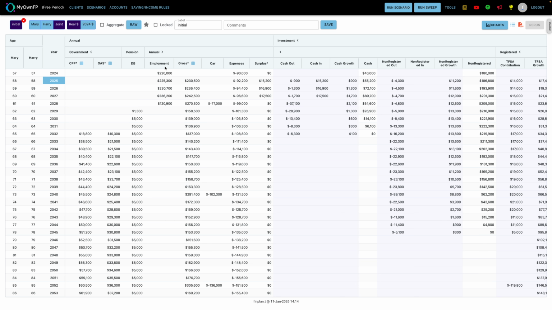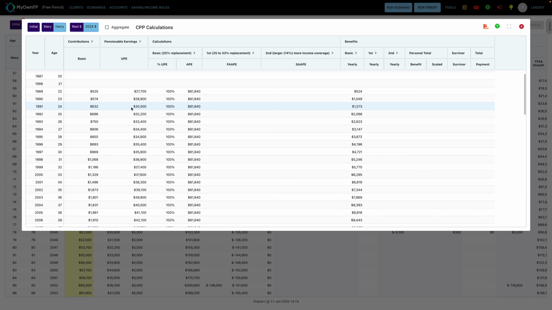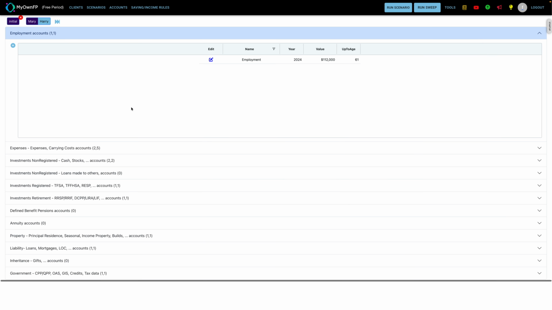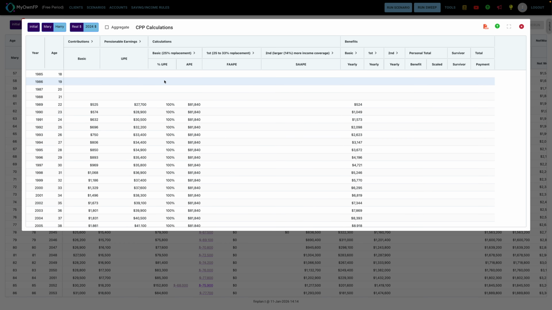Now we're going to look at a couple columns that have a special grid feature. CPP and OAS and GIS have these. If we click on the CPP grid, what this shows is how CPP is calculated. In this case, we said we wanted 90% up until, so we've basically said our calculations are 100%. Oh, sorry, we just moved the mouse a little incorrectly. CPP.